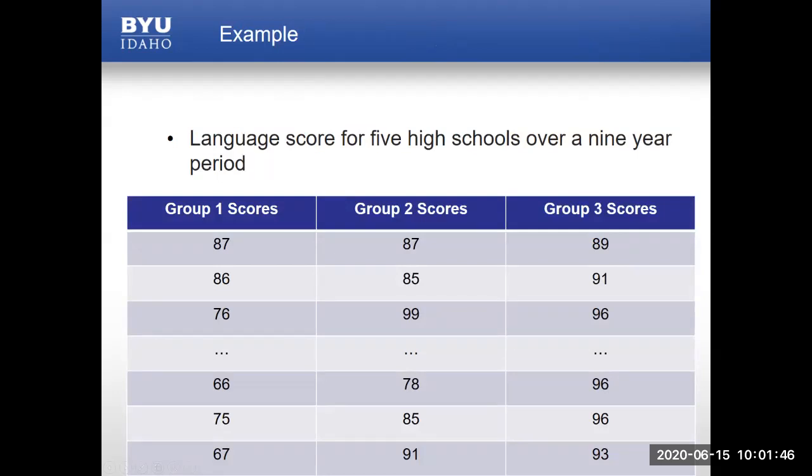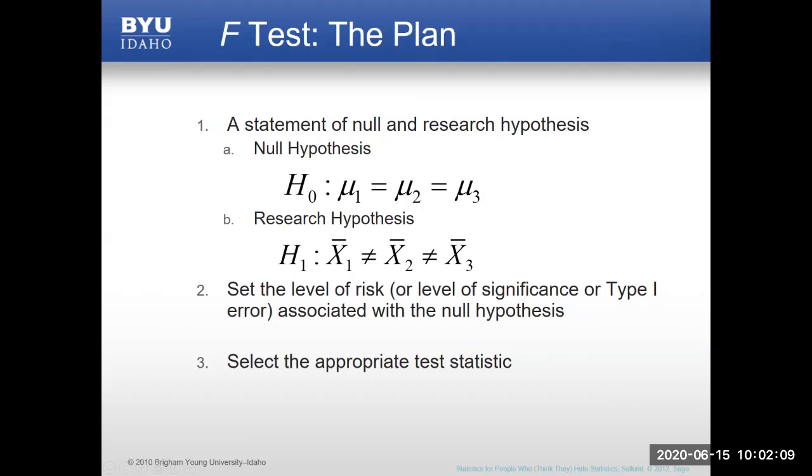So let's say that I had, well, this is not 5, I only have 3 here, but whatever. Let's say that I got high school language scores for high schools. They took some test, and I want to compare the schools to each other, like who does better on average at language tests. So I've got group 1, right, high school 1, high school 2, high school 3, and then I've got their language scores each year. So the null hypothesis is that there's no difference in the population means between those schools. If the schools are no different than each other, their means should all be equal to each other. The research hypothesis is that the sample means for the groups are not equal to each other.